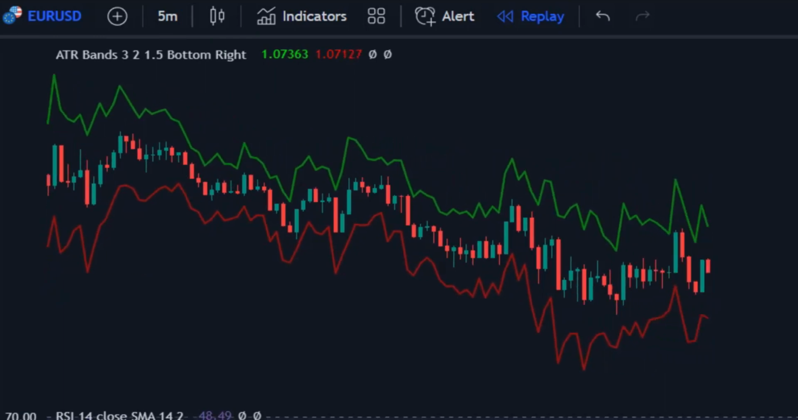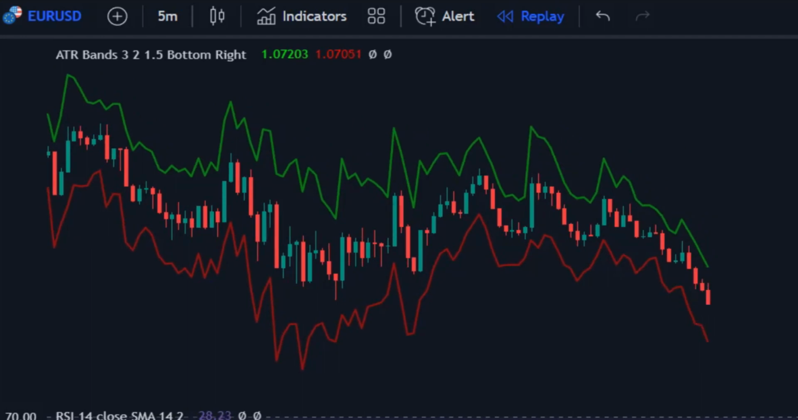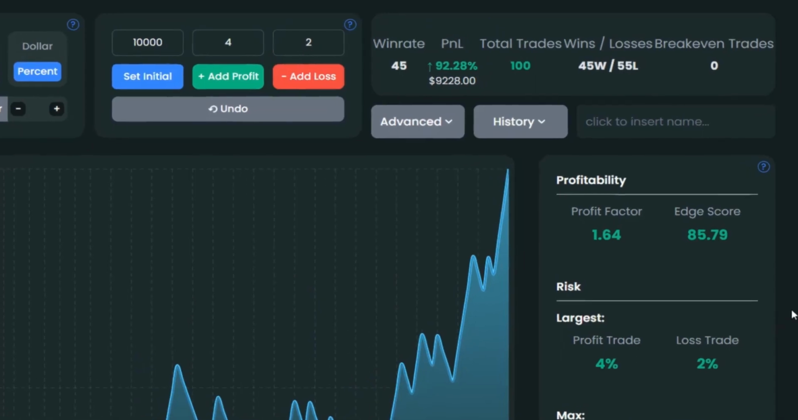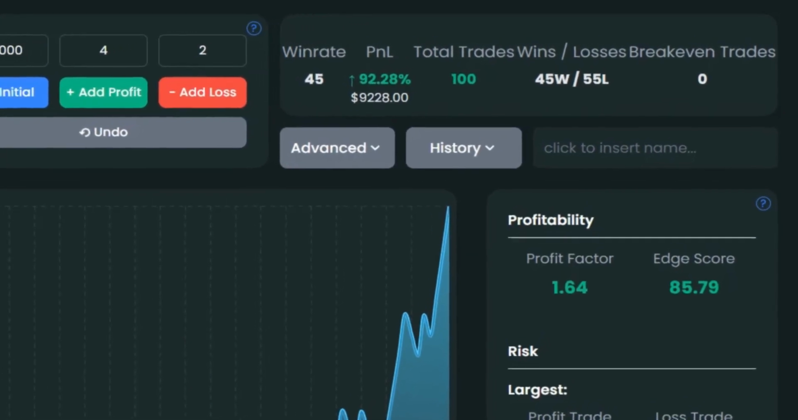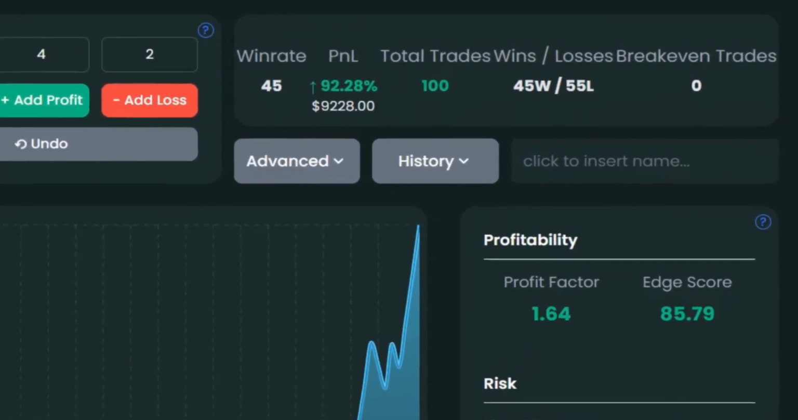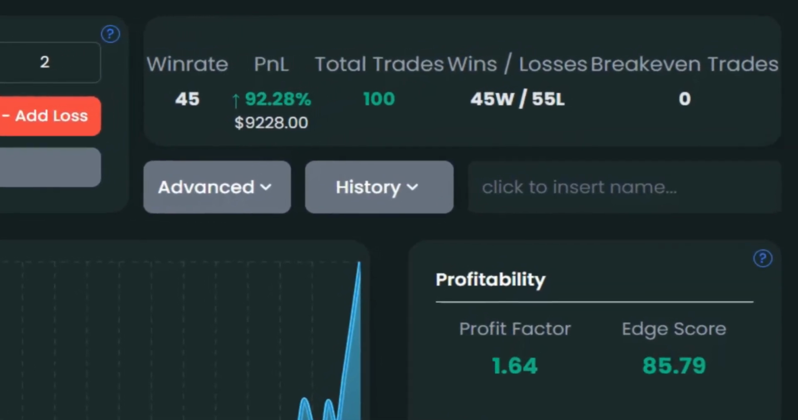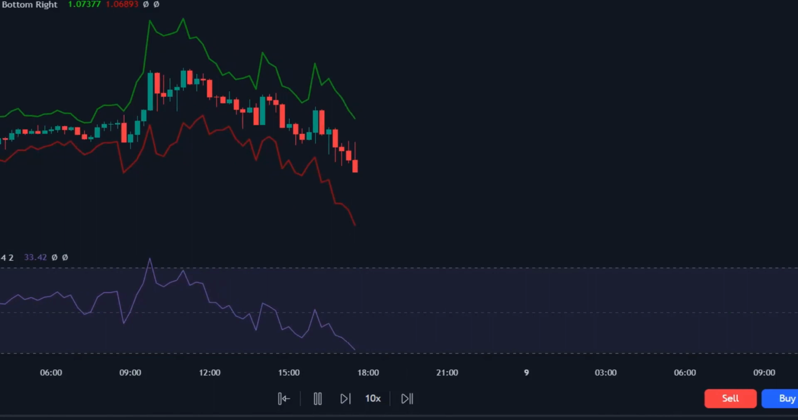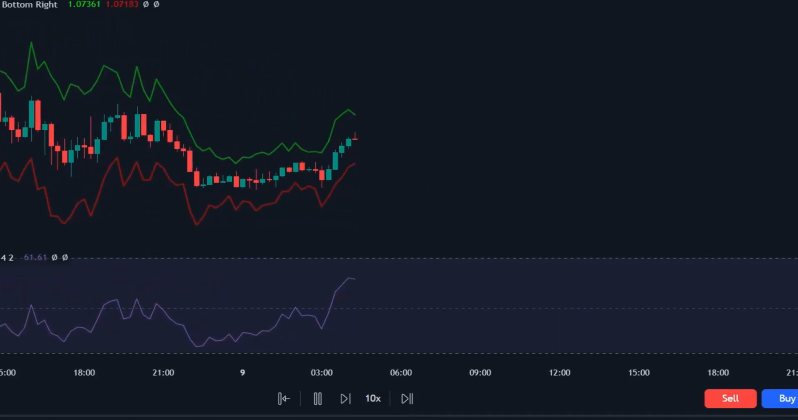For the second backtest, I also took 100 trades on the euro-dollar currency pair, but I used a 5-minute time frame. And after 100 trades, we got 45 winning trades and 55 losing trades, and we made 92% returns. But the most significant difference was it only took 2 months to take 100 trades. So overall, I suggest you trade this strategy on the 5-minute chart because you will just make profits faster.